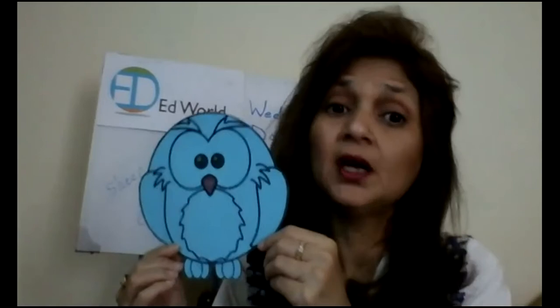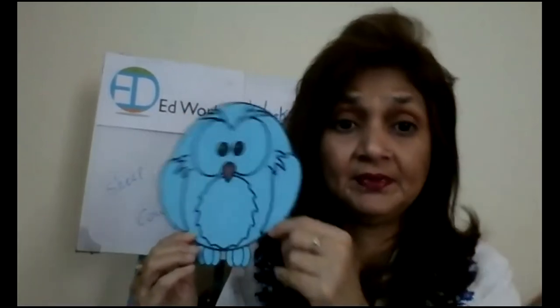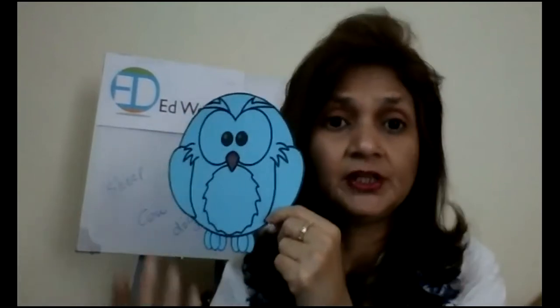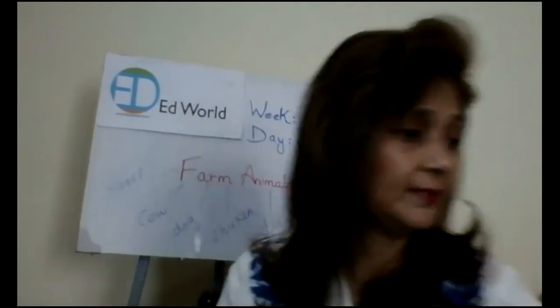Correct. Now what about this animal? It's an owl. It's a bird. It's a picture of an owl. And where do owls live? What is their habitat? They are on the trees, correct. And trees can be in a forest, trees can be on a farm, it could be anywhere, right? So wherever there are lots of trees, you can find owls also, but it is also a farm animal, right?